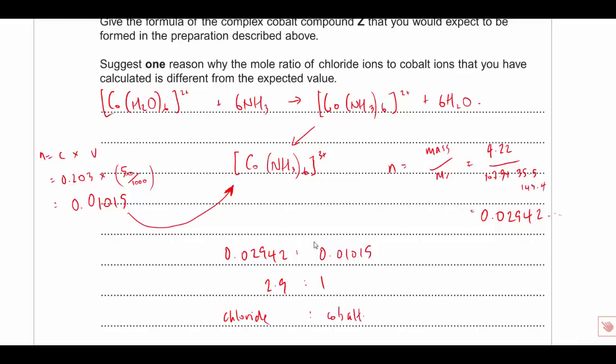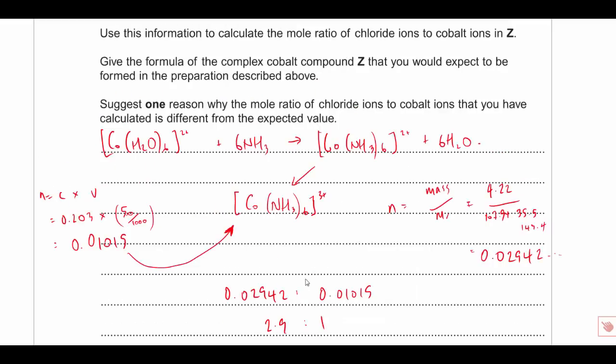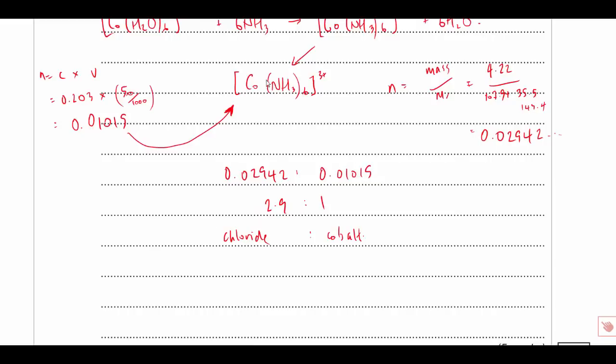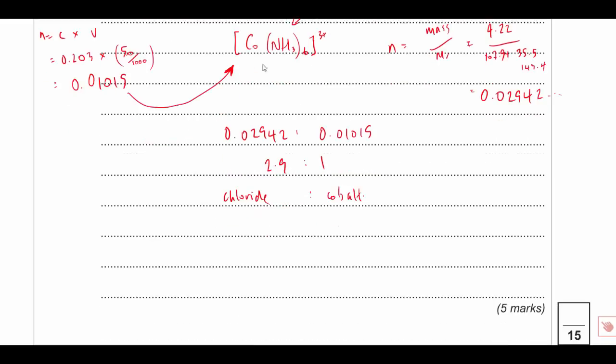So we've worked out our ratio, 2.9 to 1. Now, give the formula of the complex cobalt compound Z that you expect, that's the key word here, expect to be formed in the preparation described above. Now, taking it back slightly, just exclude the fact that it has the ammonia there. Let's just say it was cobalt 3+. Now we would imagine with a chloride ion that we would produce CoCl3.